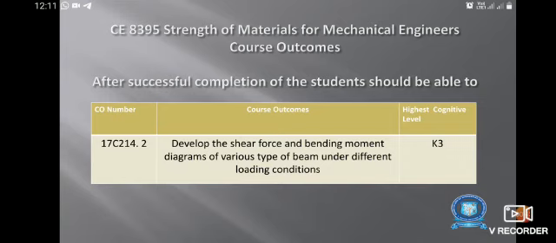Course outcome of this unit: after successful completion, the student should be able to develop the shear force and bending moment diagram of various types of beam under different loading conditions. The knowledge level developed in this unit is K3.